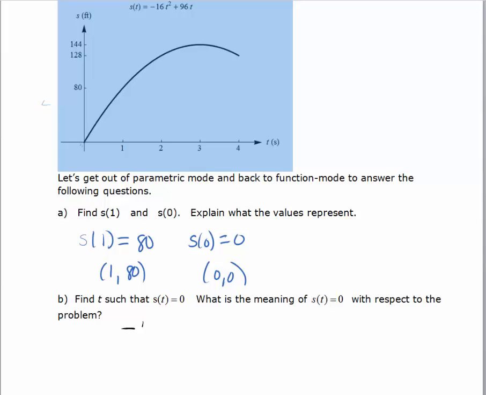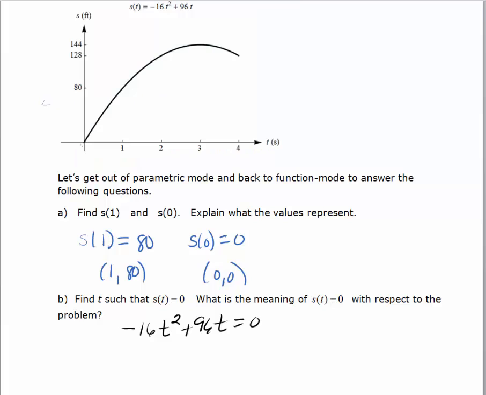by setting negative 16t squared plus 96t equal to 0. Now at this point you could use the quadratic formula to solve this, or you could factor it. And I'm going to factor it.